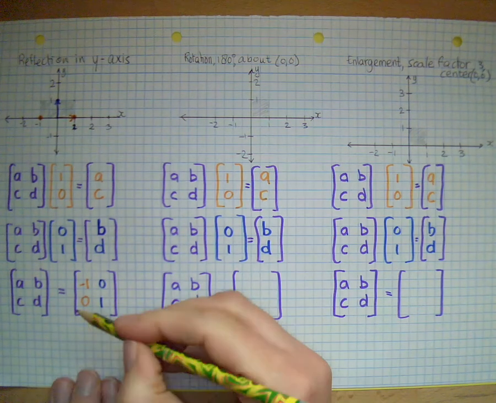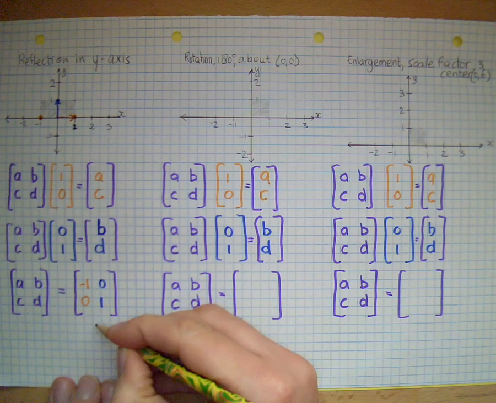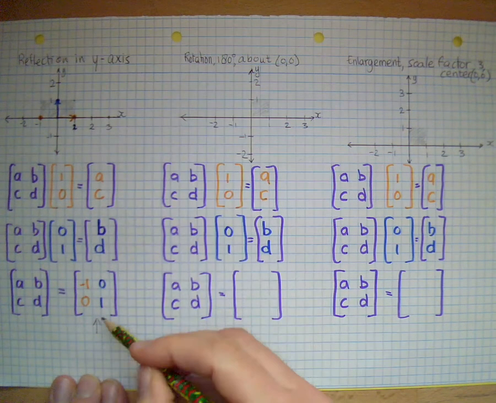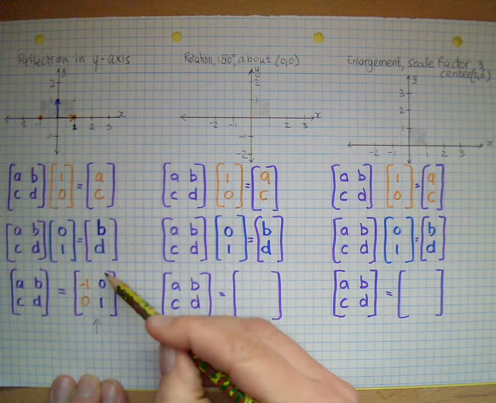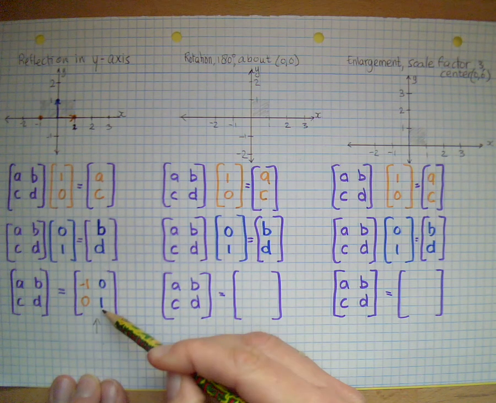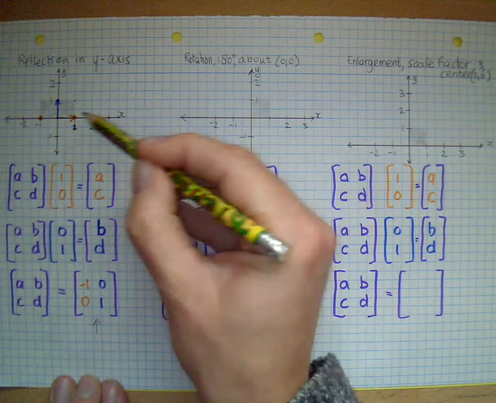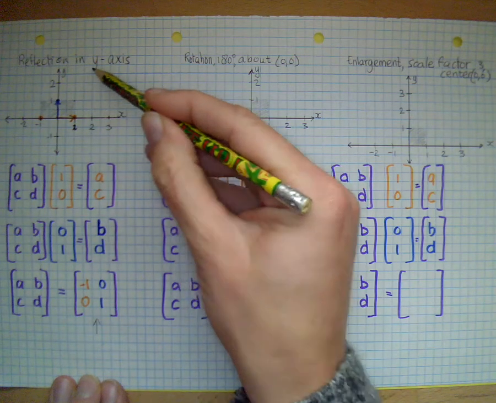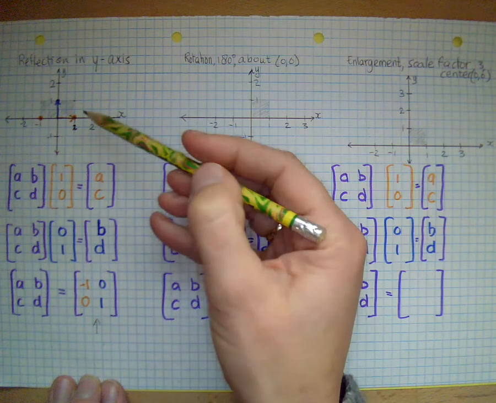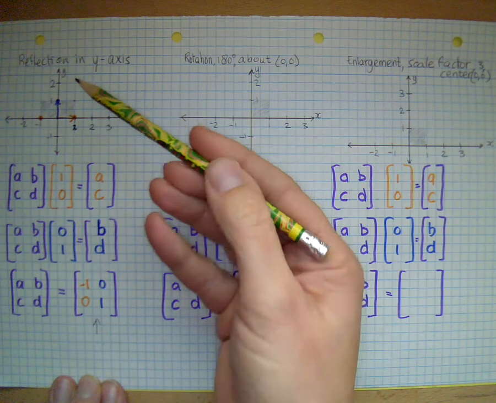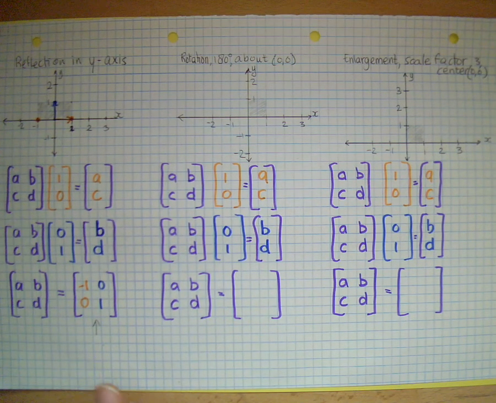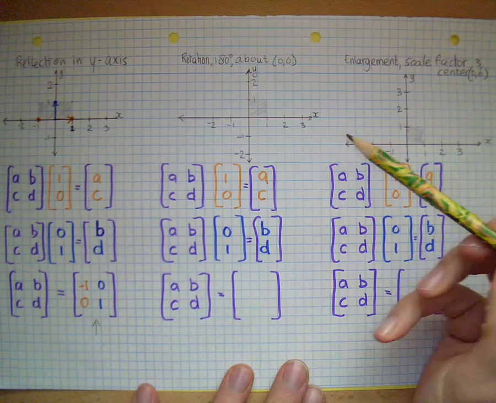So the transformation matrix for a reflection in the y-axis is this. So when you apply this to vectors, the shape could be anything here. When you apply this to it, that will reflect the shape you started with in the y-axis. Okay, let's just do another example.